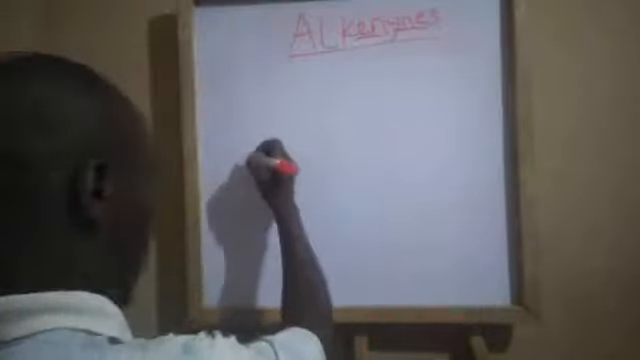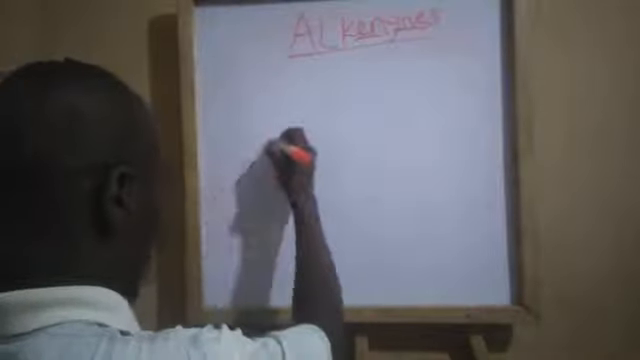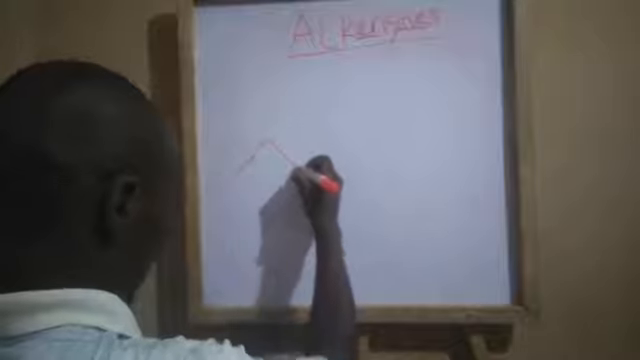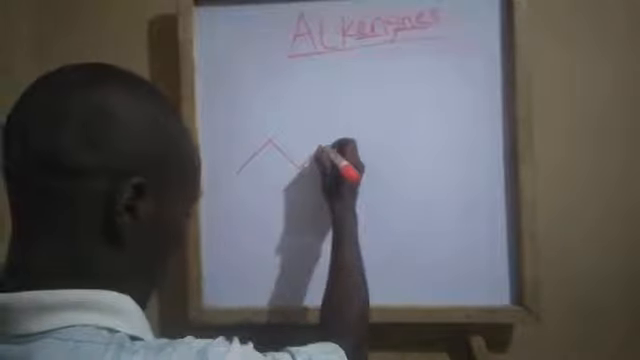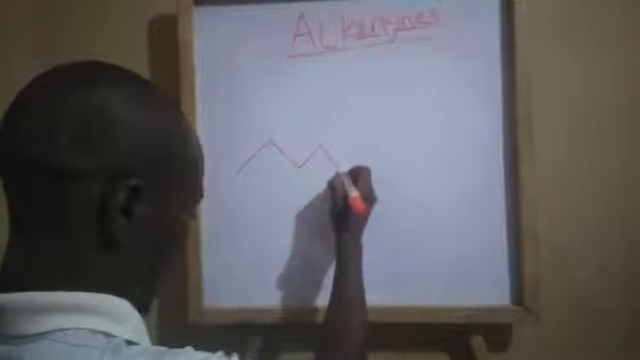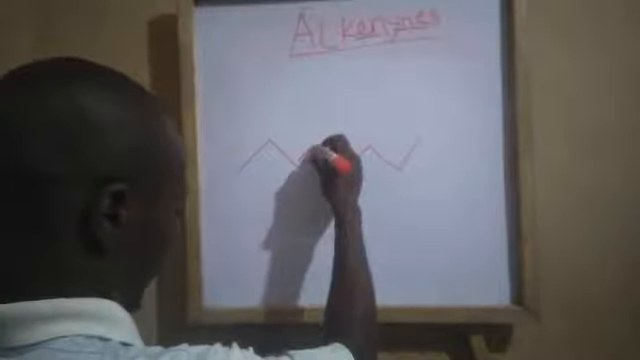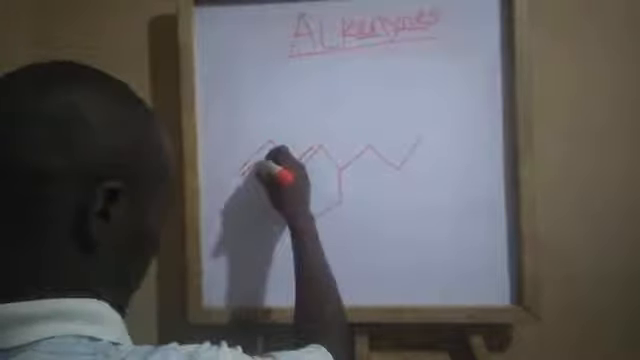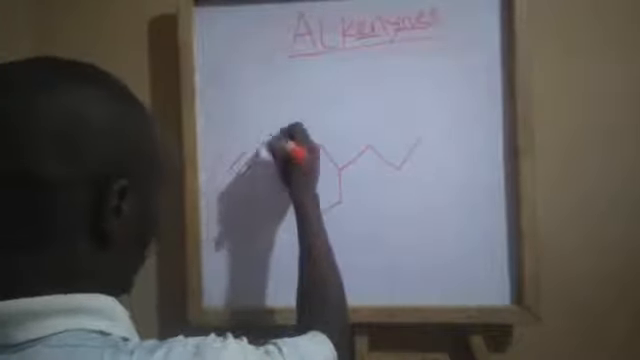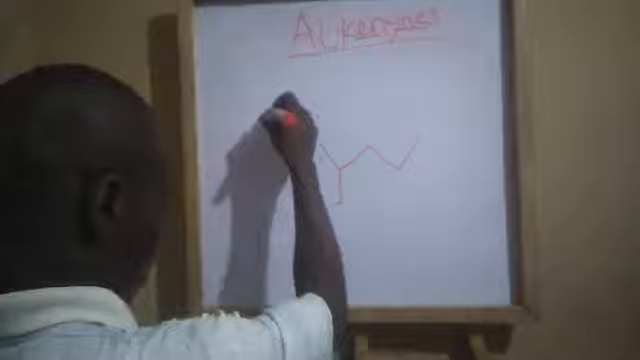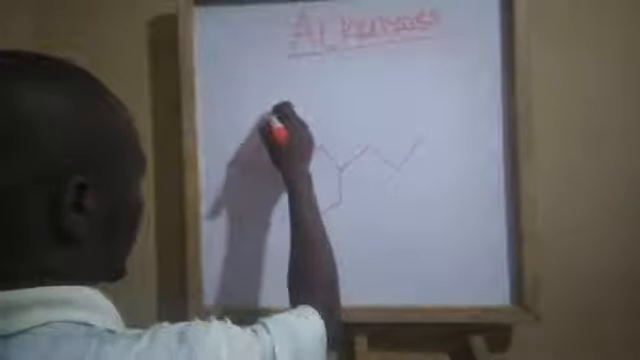Okay, let's name this one. This one here. Another one here. Then followed by this, followed by this, followed by this. Okay. Then we have a double bond here. We have a triple bond here. We have another one here. Are you getting it? Okay, now let's go.